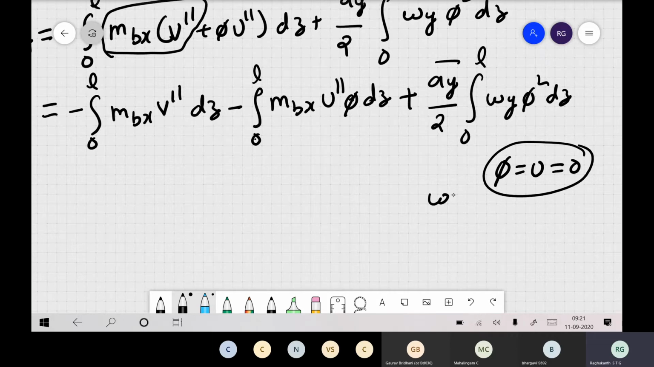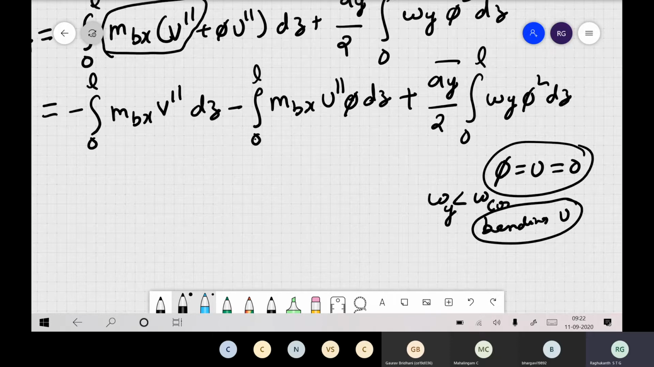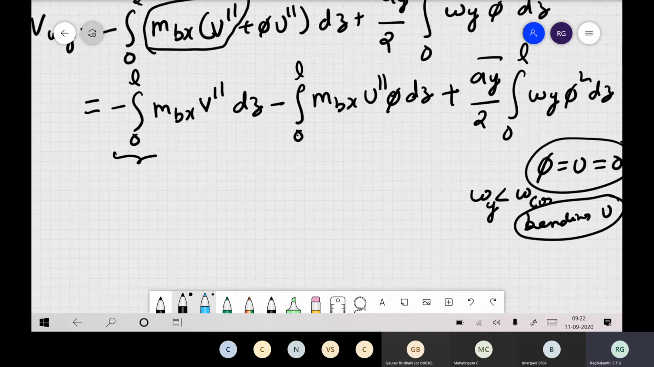When Wy is less than Wcr, the critical buckling load, there is no chance of buckling, which means phi and u are 0, so you have only bending. You followed? So only v will be there, only bending is coming into the picture. Now when Wy is more than Wcr or at the transition, then phi and u will come into play. So this quantity is nothing but your static potential energy, before the buckling takes place.